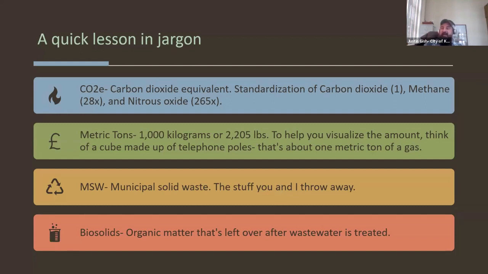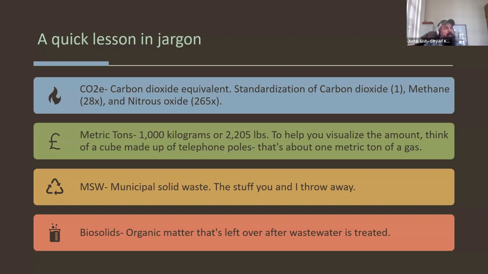Let's talk about metric tons of gases. Metric tons are a little different than the standard tons we're familiar with over here. They're 1,000 kilograms or 2,205 pounds. But what is a metric ton of a gas? Who knows? It's invisible. If you think of a cube made up of telephone poles, that's about one metric ton of gas. Another way to think of it is a basketball the size of a house, if you want to think of something that holds air.